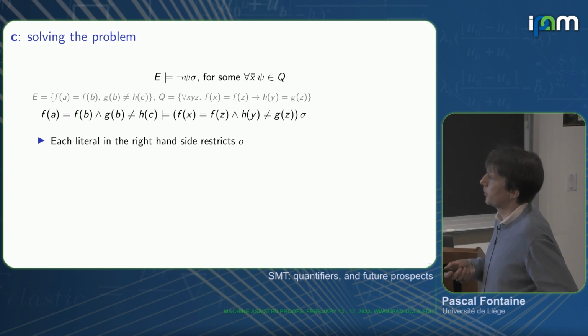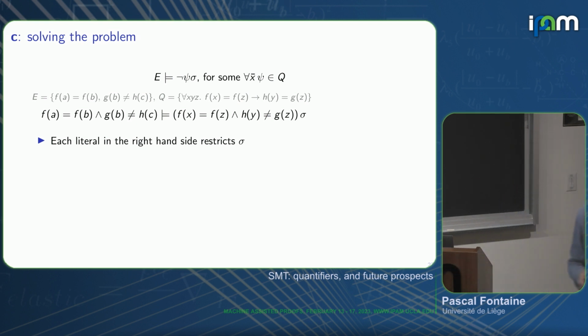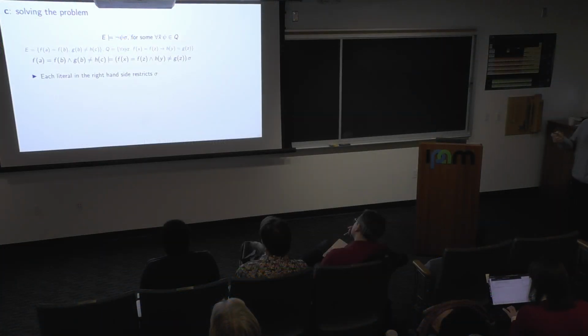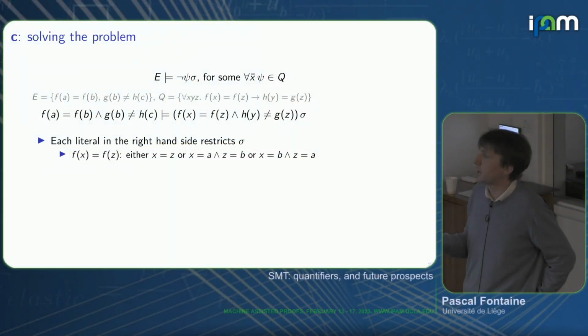There are several ways to do that. Either we make x and z equal, so we say x equals z. But there's another way. We know that f of a is equal to f of b. So if x goes to a and z goes to b, then we can also find a solution, or the other way around. So first, we try to make f of x equal to f of z according to what we have here. So these are the possibilities.